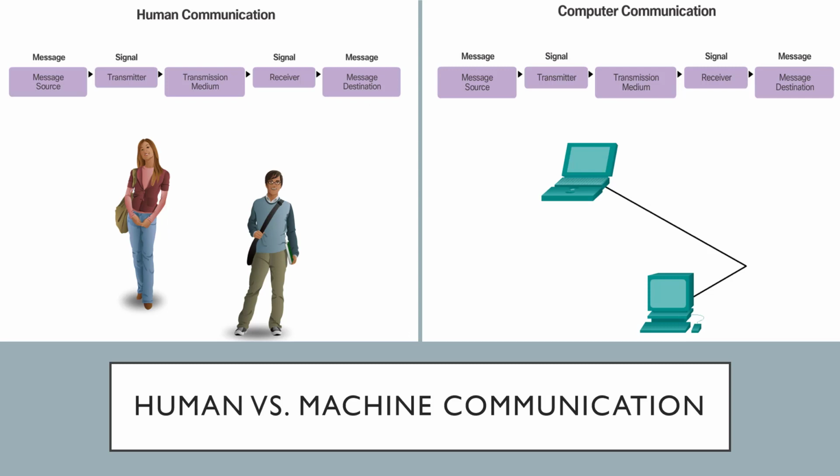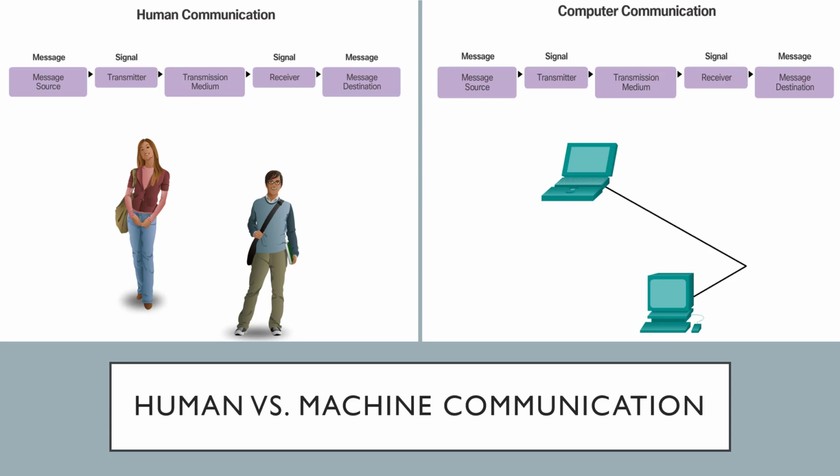So again, human versus machine communication. When you think about it, you always have a source and a destination. The message source can be your computer, and the message destination will be another computer, a web server, the email server you're checking your email off of, or whatever it happens to be. Same thing in human communication where you're talking from one person to the next. The signal, right? That transmitter that you're using, like in machine communication, it could be an Ethernet cable, it could be Wi-Fi, or whatever it is.